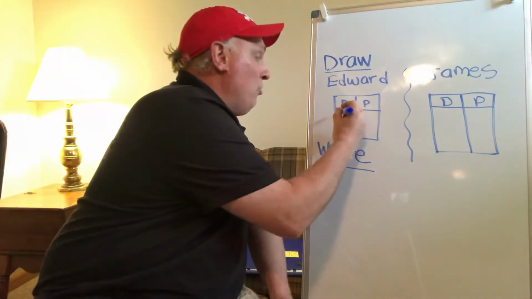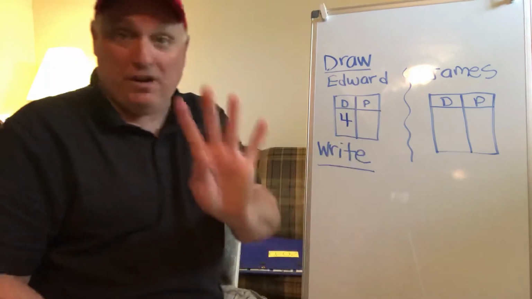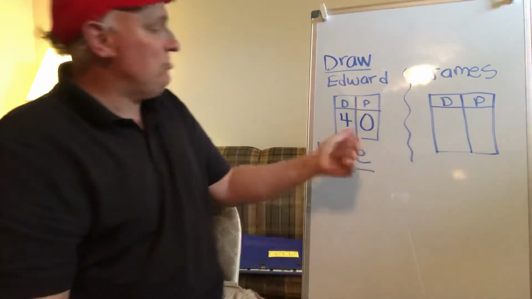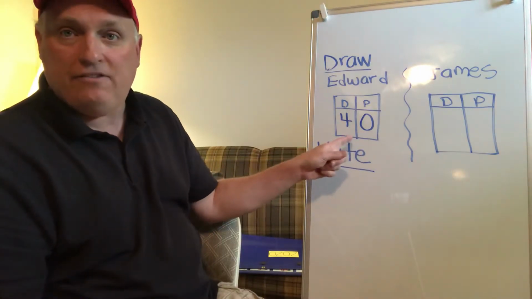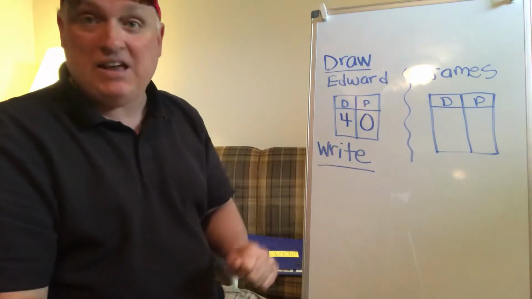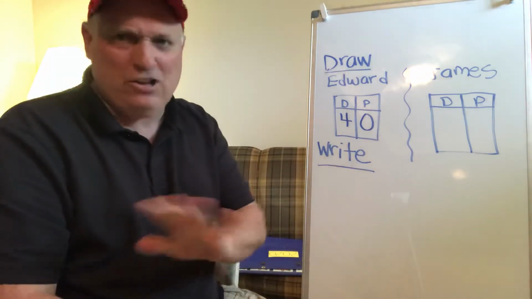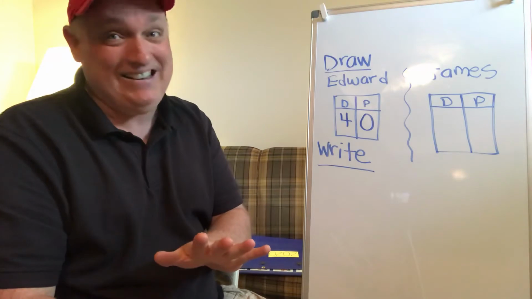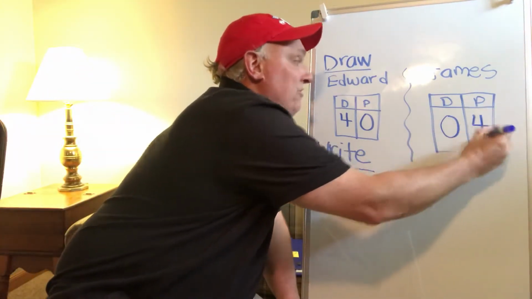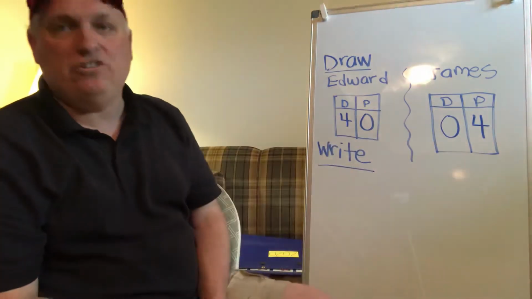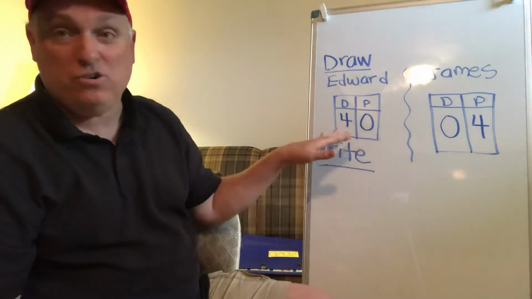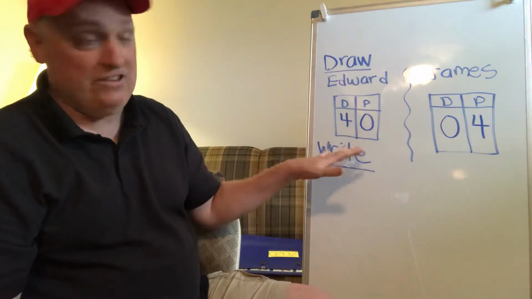So he has 4 dimes, which is like 4 bundles of 10, and he doesn't have any pennies because I didn't tell you about any. So how many cents does Edward have? Edward has 40 cents. Now James has 4 pennies. Did I tell you he has any dimes? I didn't. So James has 0 dimes and 4 pennies. How much money does James have? James has 4 cents. Edward has 40 cents.